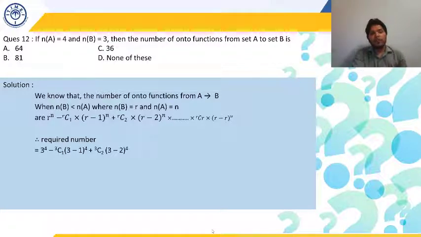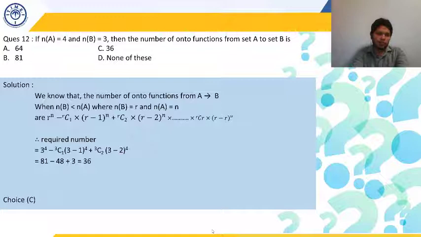So after solving, 3 to the power 4 is 81. What is 3C1? It is 3. What is 3 minus 1 to the power 4? 2 to the power 4 is 16. 16 times 3 is 48. What is 3C2? 3C2 is going to be 3 again. And what is 3 minus 2? It is 1. 1 to the power anything is 1. So 1 into 3 will become 3. So this is 81 minus 48 plus 3, which turns out to be 36. Option C is going to be your answer.